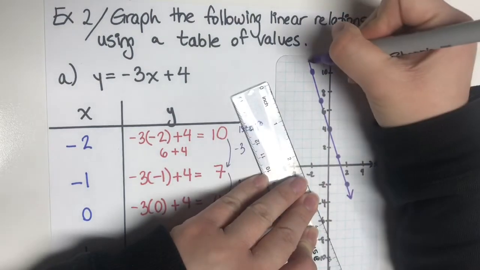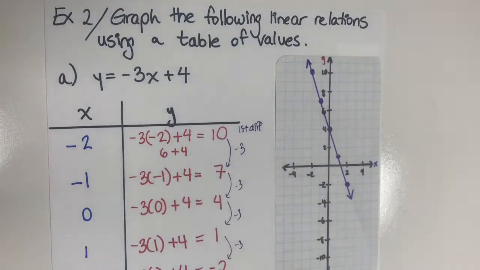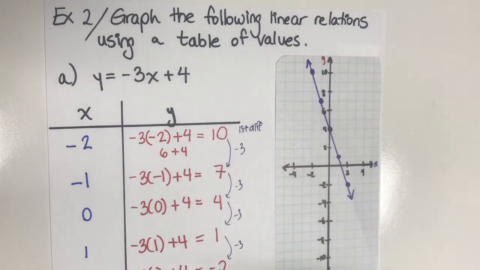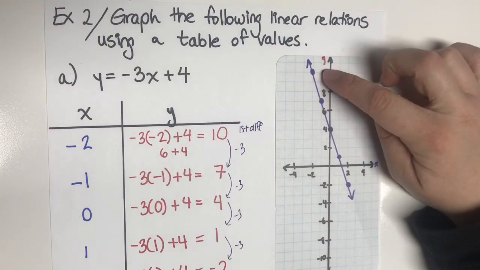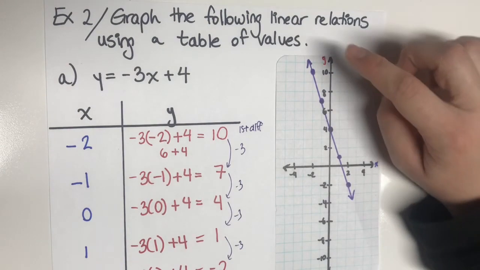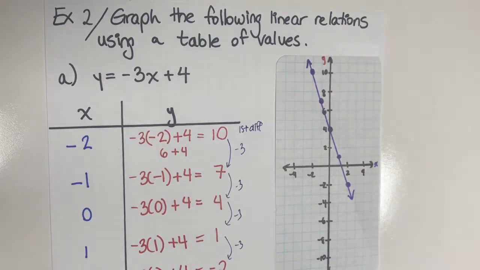And I'm going to put arrows on both ends. Those arrows are important to show that my graph extends this way and extends that way forever and ever and ever. So that's how you do that. You can even double check to make sure that the slope is -3 by checking the rise and the run.